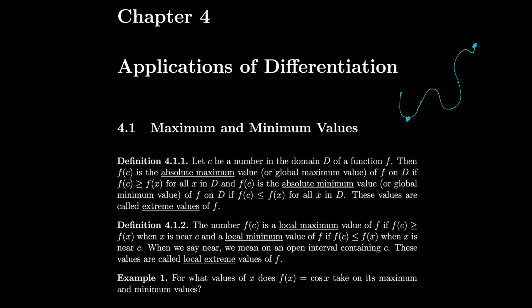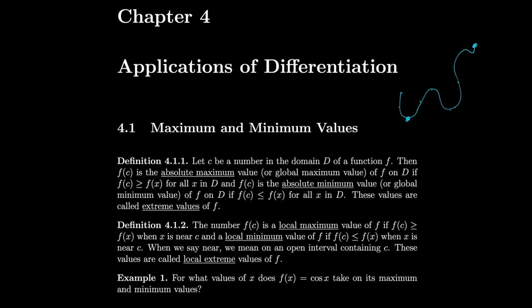We say that a number f of c is a local maximum value if f of c is greater than or equal to f of x when x is near c, and a local minimum value if f of c is less than or equal to f of x when x is near c. When we say near, we mean on an open interval containing c. These values are called local extreme values.